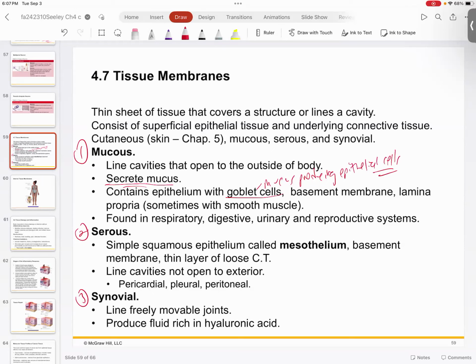Their job is essentially to make this mucousy secretion. So here's your big drop of mucus. These goblet cells will secrete this mucus on the outside surface, covering the epithelial cells.